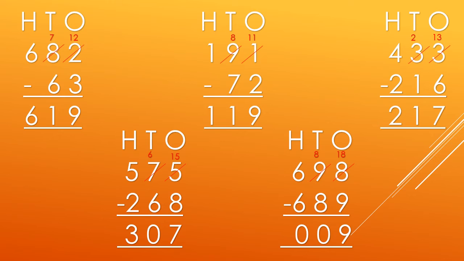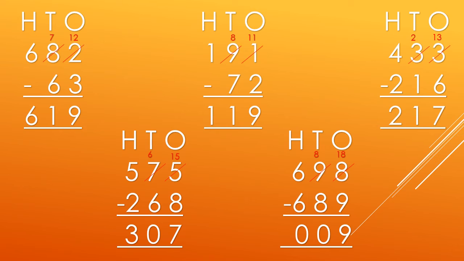Next sum is subtract 268 from 575. In ones place subtract 8 from 5. So children, we cannot subtract 8 from 5, so we will borrow from tens. So 7 becomes 6 and in ones 5 becomes 15. 15 minus 8 is equal to 7. Write 7 in ones place and then subtract tens.